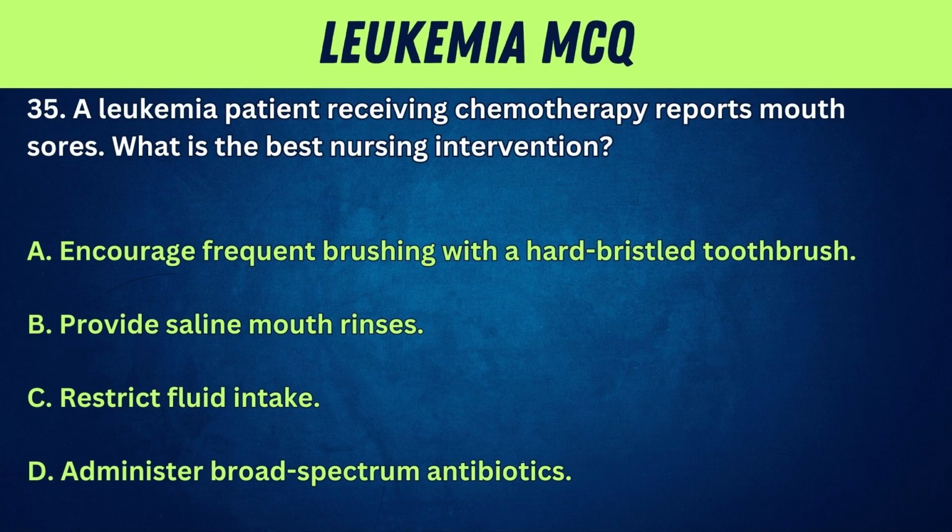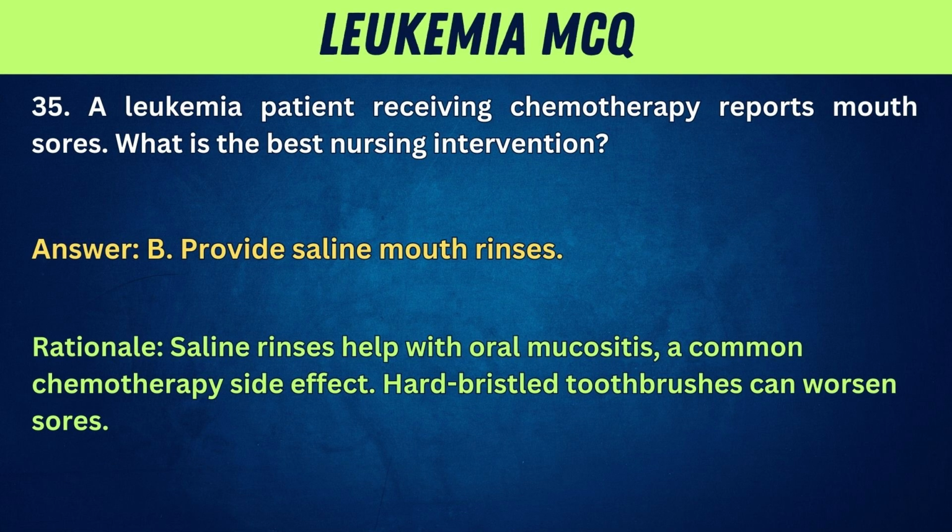35. A leukemia patient receiving chemotherapy reports mouth sores. What is the best nursing intervention? A. Encourage frequent brushing with a hard-bristled toothbrush. B. Provide saline mouth rinses. C. Restrict fluid intake. D. Administer broad-spectrum antibiotics. Answer: B. Provide saline mouth rinses. Rationale: Saline rinses help with oral mucositis, a common chemotherapy side effect. Hard-bristled toothbrushes can worsen sores.